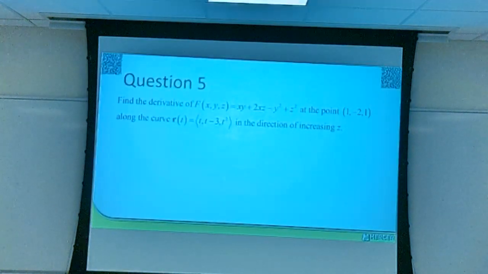Derivative of that three-variable function at the point (1, -2, 1) along the curve in the direction of increasing z. Now first let's find the gradient of f. Remember, this is now three variables. So partial x first: y plus 2z.